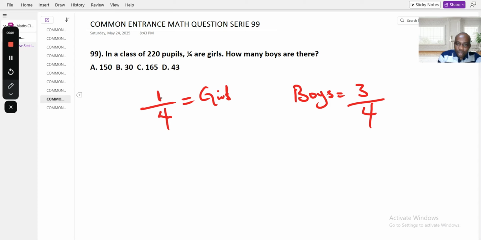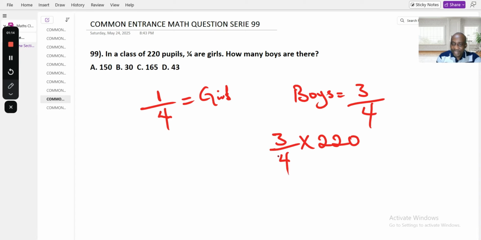Why the boys are three fourths: you just need to do 4 minus 1, 3. It means that 1/4 of the class are girls, while three fourths are the boys. Therefore, to get the number of boys here, you are going to multiply the boys, which is 3/4, by the total of the students in that class, 220. So 3/4 multiplied by 220.